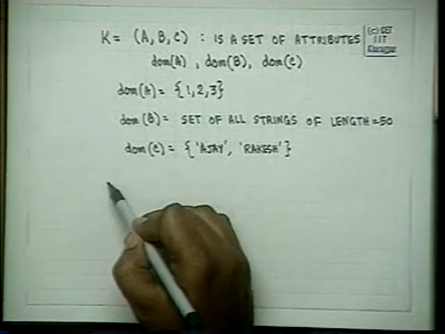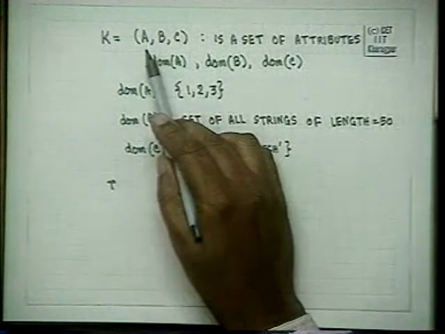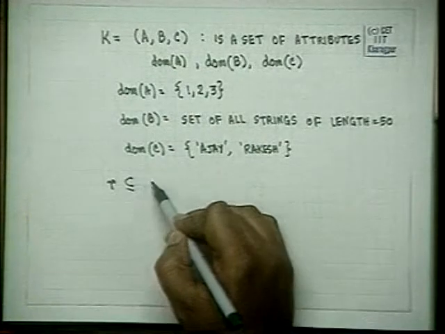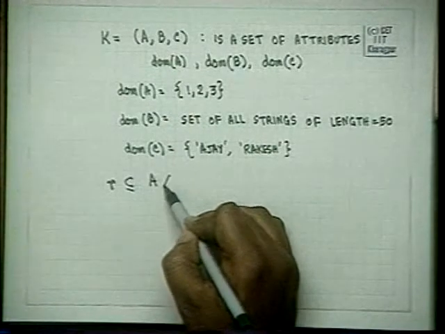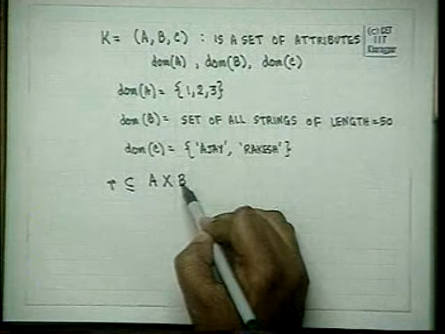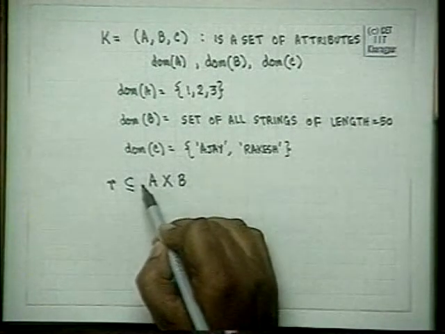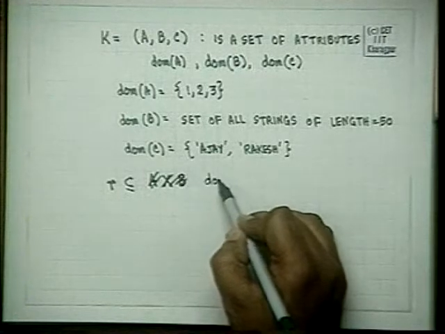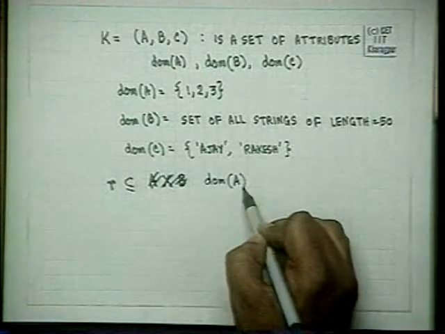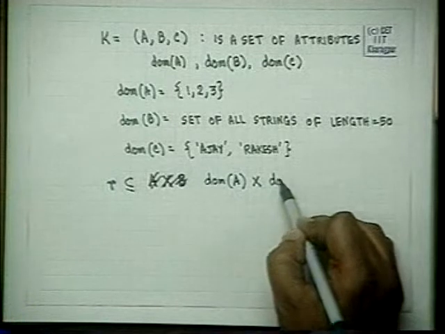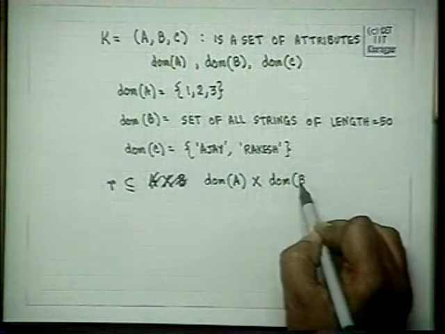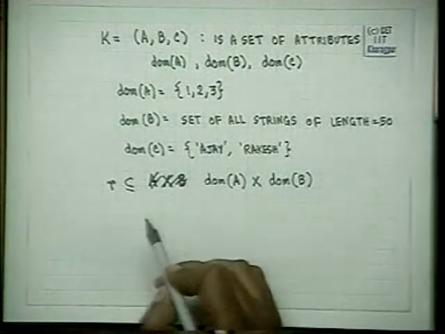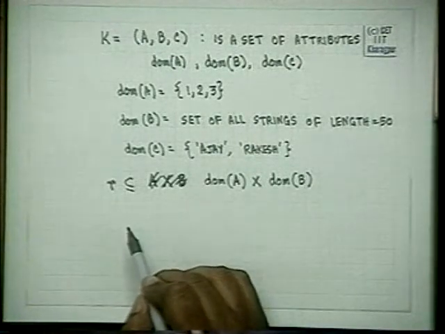Now a relation R of these attributes A and B is defined to be a subset of A cross B. It is not A cross B, it is a subset of the domain of A cross the domain of B. Now let us see what a cross product means.